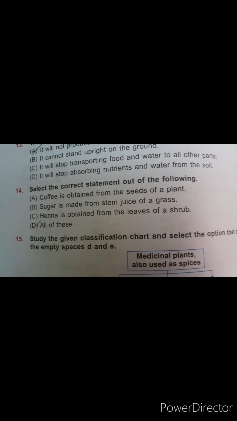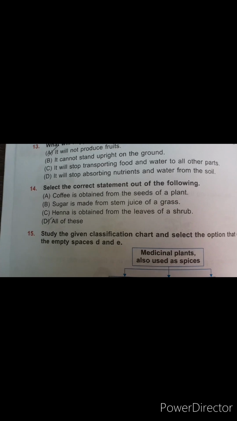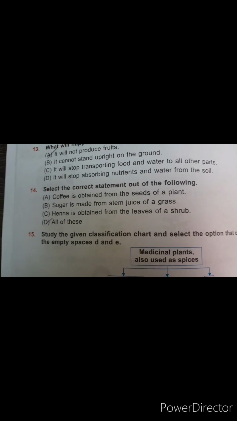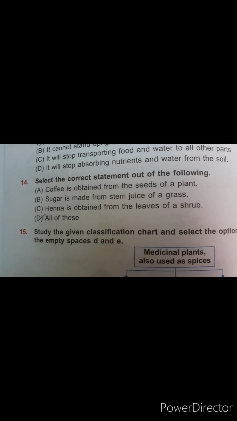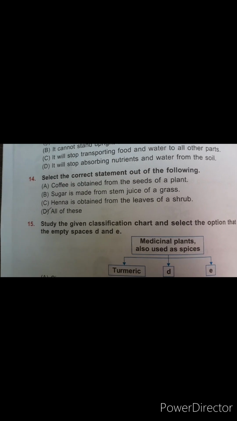14th question. Select the correct statement out of the following. Option A. Coffee is obtained from the seeds of the plant. Option B. Sugar is made from stem juice of a grass. Option C. Henna is obtained from the leaves of a shrub. Option D. All of these. The answer is all of these, because all the statements are correct.